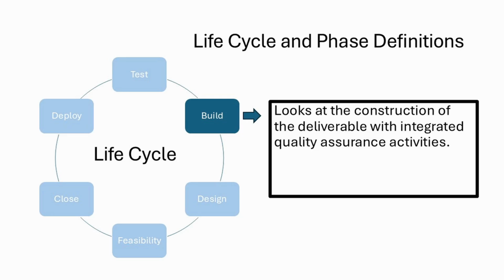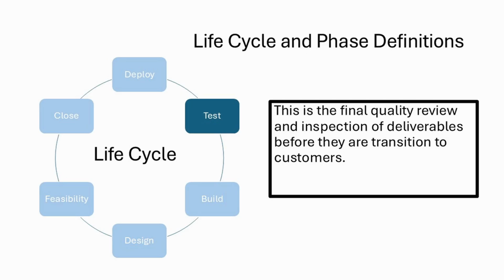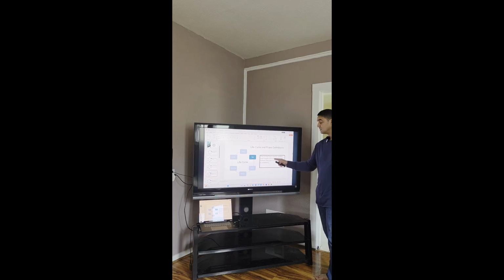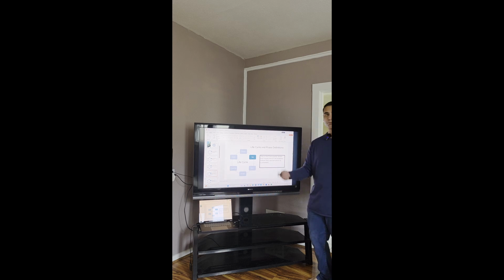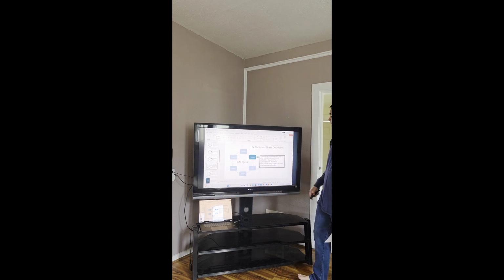We now look at the build phase. So it looks at the construction of the deliverables with integrated quality assurance activities. Then we move on to test. This is the final quality review and inspection of deliverables before they are transitioned to the customers, meaning before they are given to the customers. If it's a product, it's given to the customers. If it's a service, it's also before it's given to the customers.